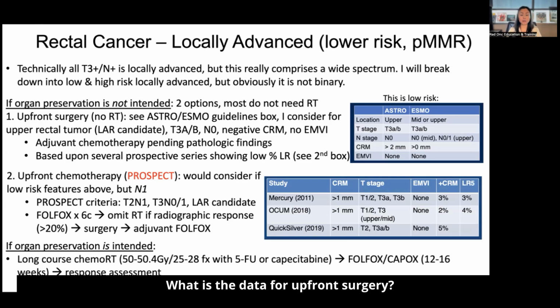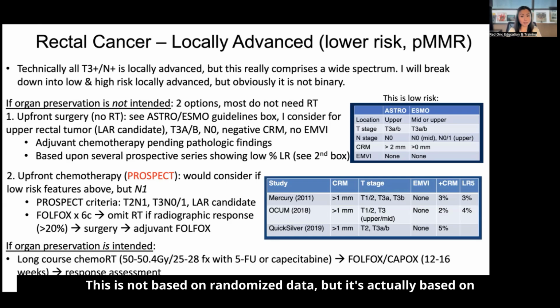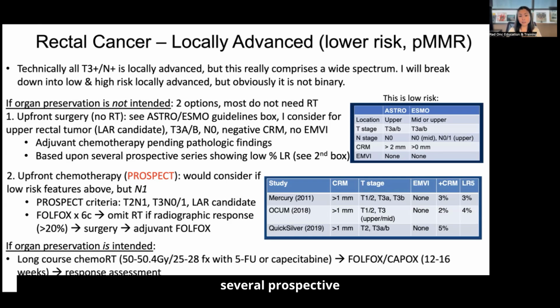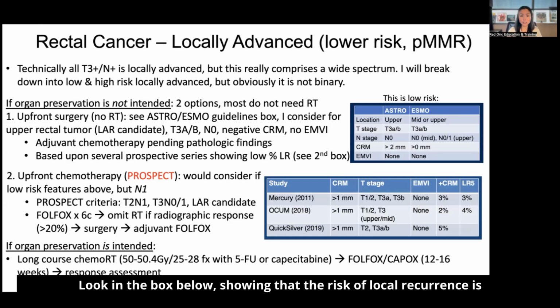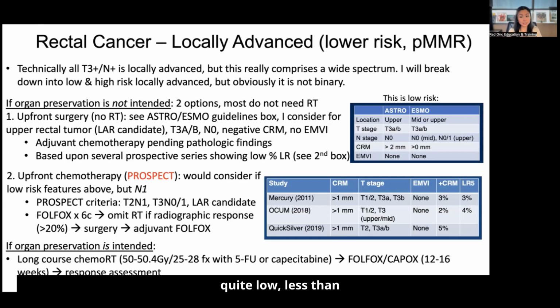What is the data for upfront surgery? So this is not based on randomized data, but it's actually based on several prospective series, look in the box below, showing that the risk of local recurrence is quite low, less than 5% if you do upfront surgery. So that's the first option, upfront surgery.